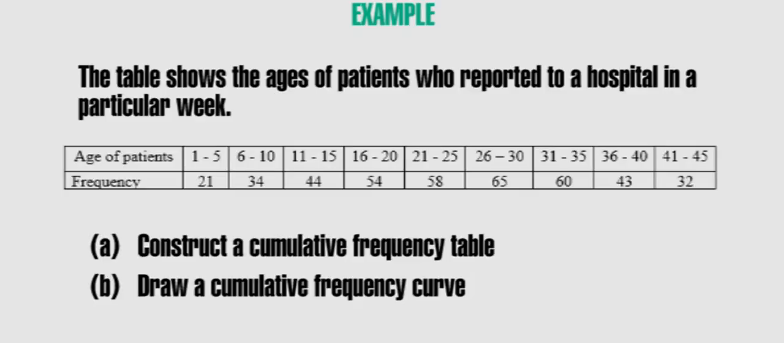Let me read this question. A table shows the ages of patients who reported to a hospital in a particular week. We have the age of the patient with intervals of 1 to 5 for the first class, 6 to 10, 11 to 15, up to 41 to 45. These intervals have their respective frequencies.